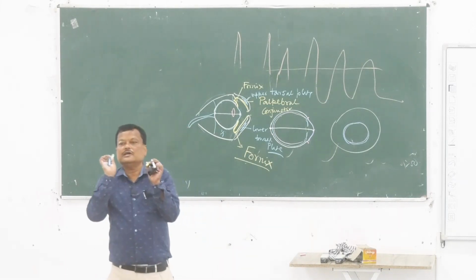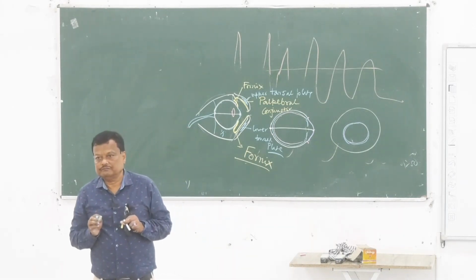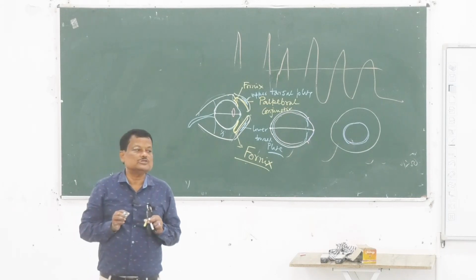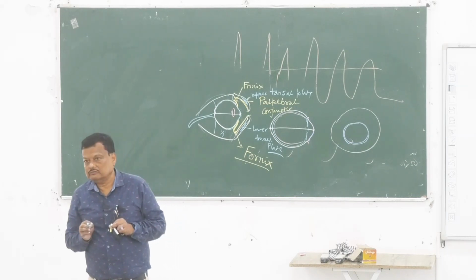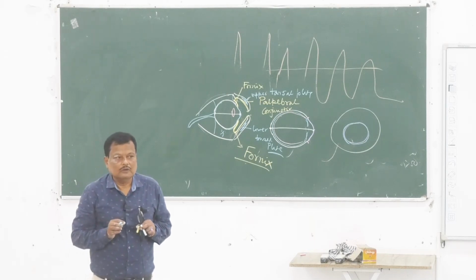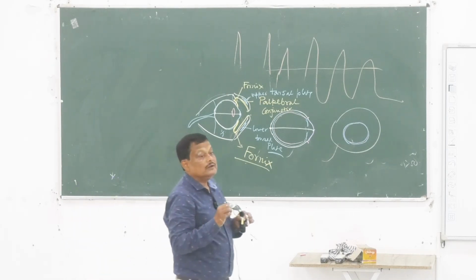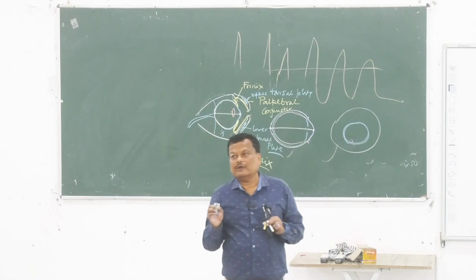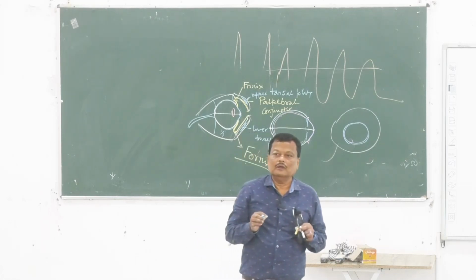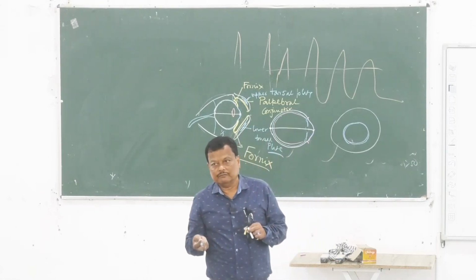রেটিনা is a receptive organ of vision and it contains rods and cones. Receptor, rods and cones, rods for dim light vision and cones for color vision and acuity of vision.